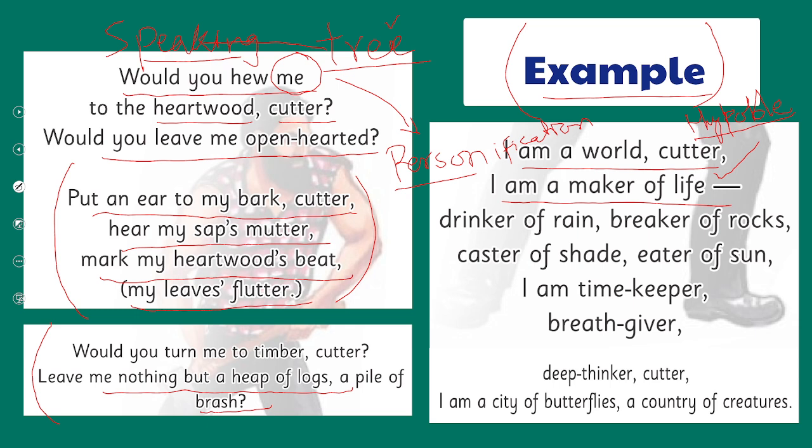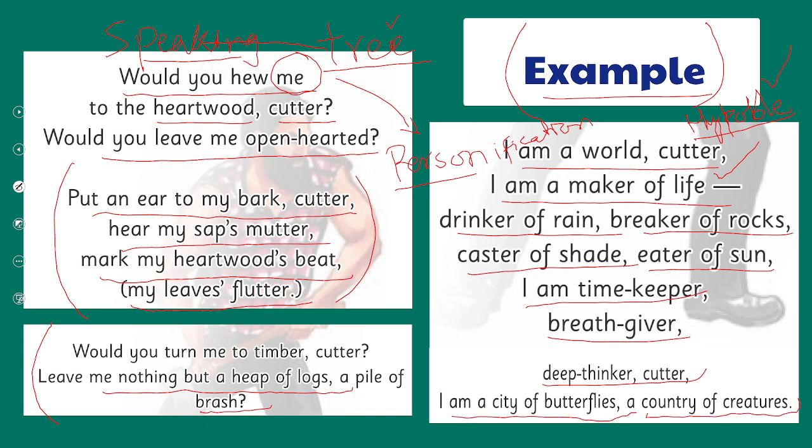So the tree has a part. The trees are a very significant part of the ecosystem, but the trees are not life itself. So that's why here the poet used hyperbole. Drinker of rain, breaker of rocks, cast of shade, eater of sun, I am timekeeper, breath giver, deep thinker, cutter, I am city of butterflies and a country of creatures.